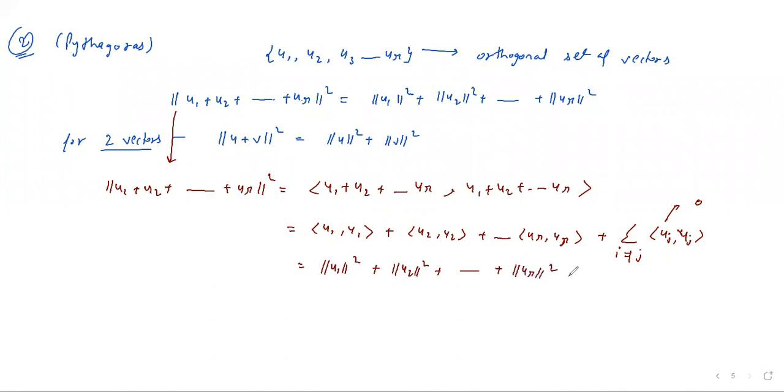So this is what we get. You can also check it for two vectors, that this is the corresponding Pythagoras theorem. So we have checked that with the help of inner product spaces, we can also see how the Pythagoras theorem actually came about.